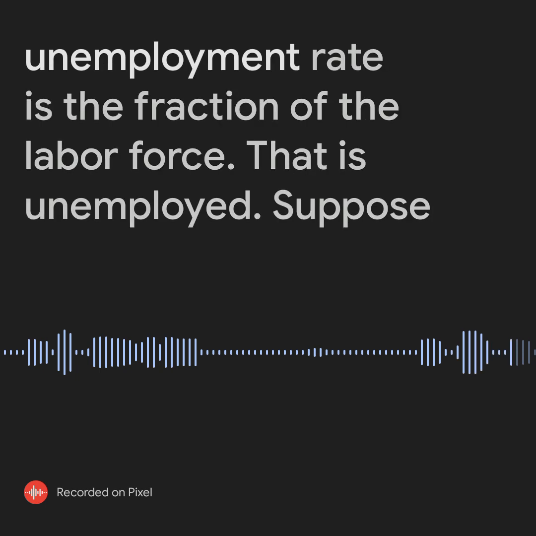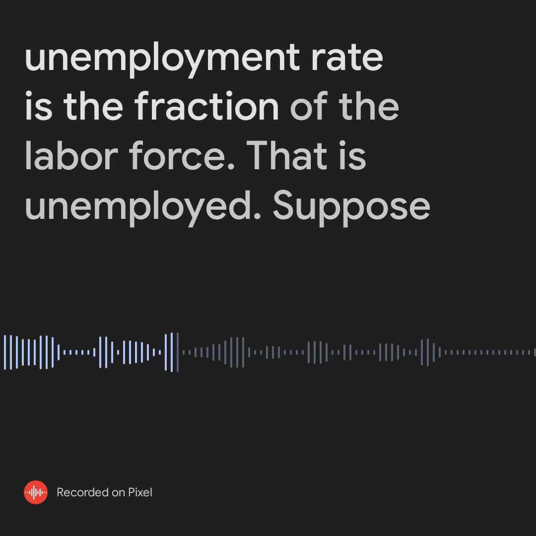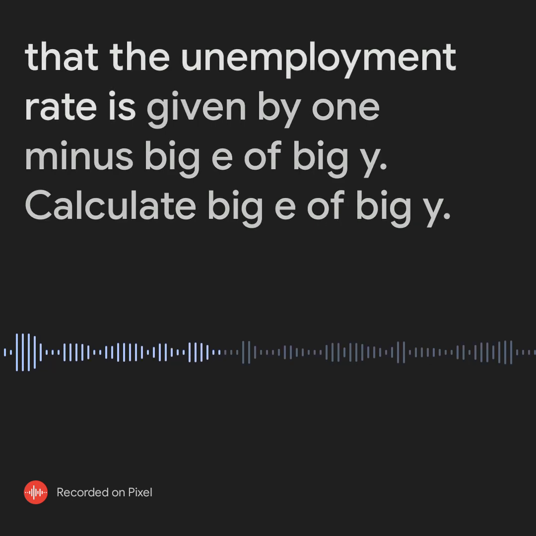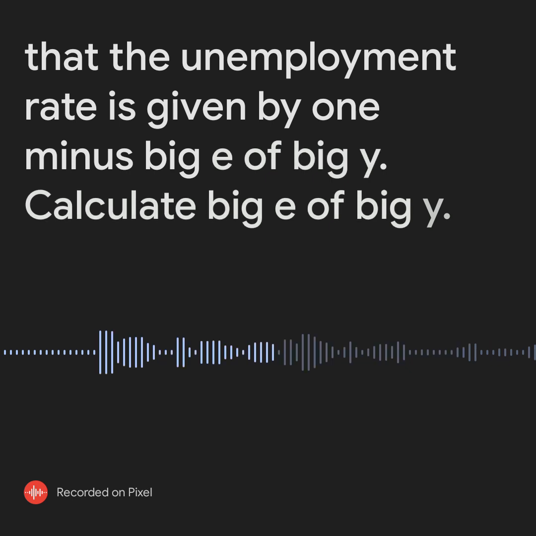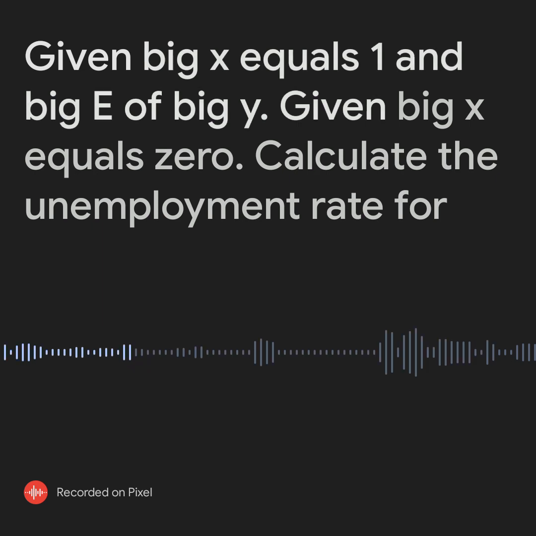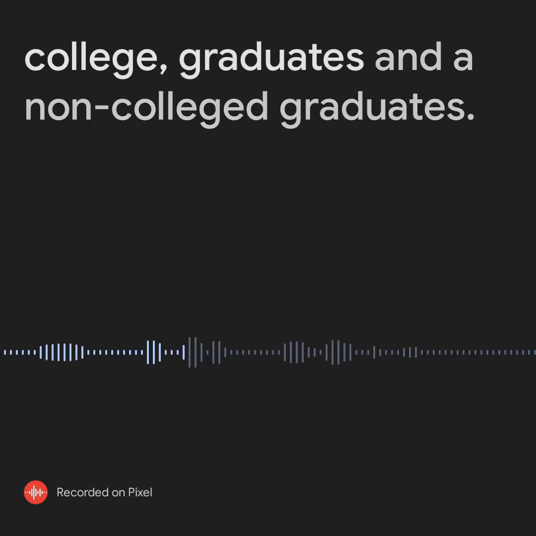The unemployment rate is the fraction of the labor force that is unemployed. Suppose that the unemployment rate is given by 1 minus big E of big Y. Calculate big E of big Y given big X equals 1 and big E of big Y given big X equals 0. Calculate the unemployment rate for college graduates and non-college graduates.